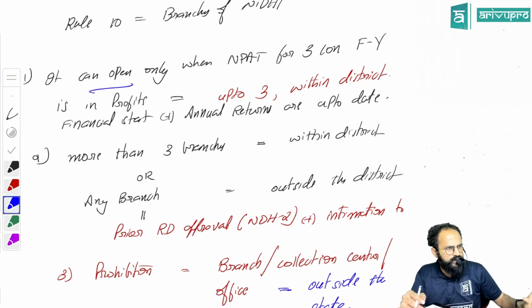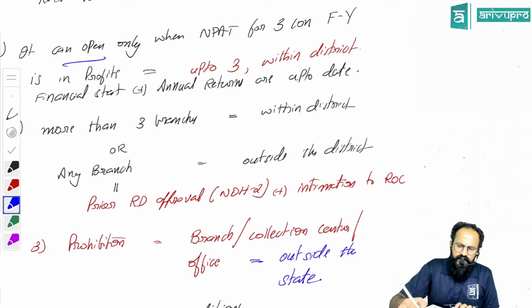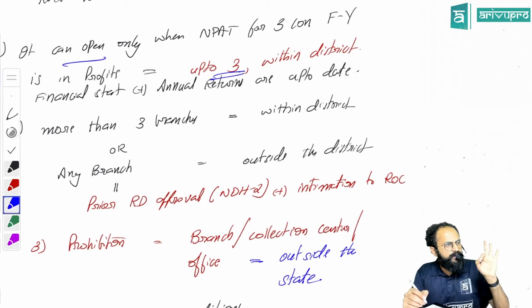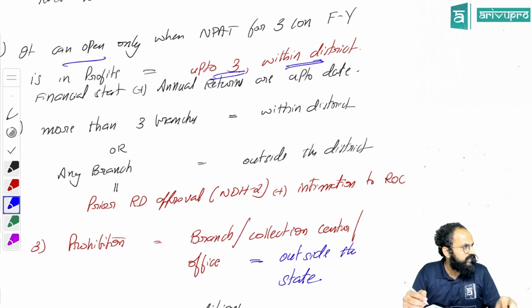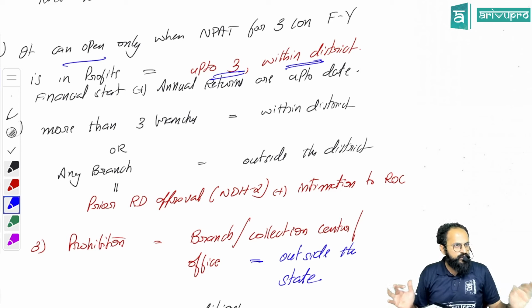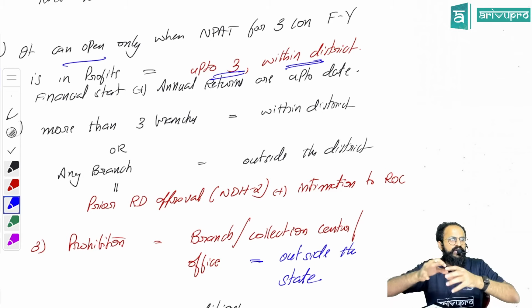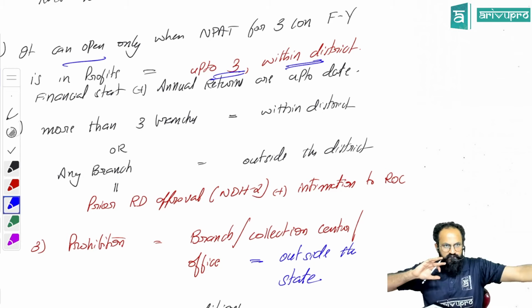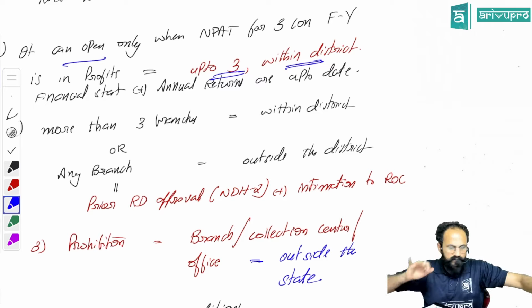If everything is up to date, then they will allow you to open up to a maximum of 3 branches. However, these 3 have to be within the district. You cannot go beyond the district. If I say Bangalore is a district, all 3 branches have to be within Bangalore. I cannot go even to a neighboring place. Mysore, not possible. Mandya, not possible. Getting this point? Okay.